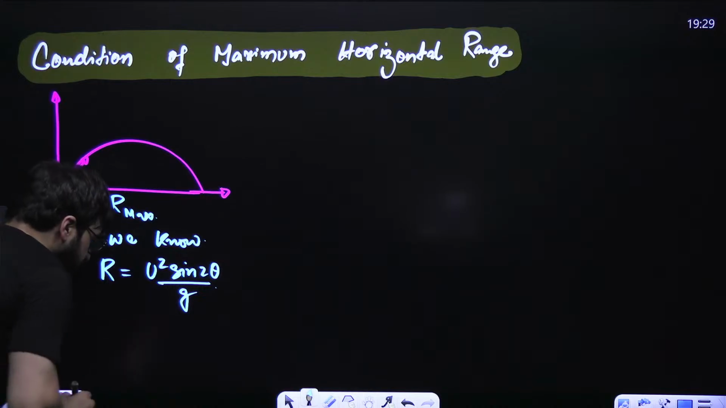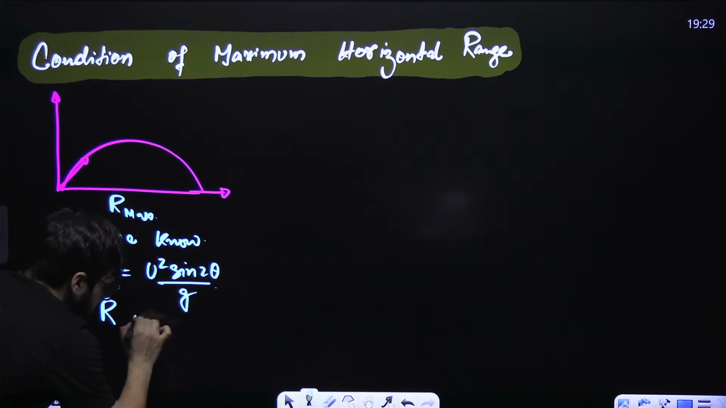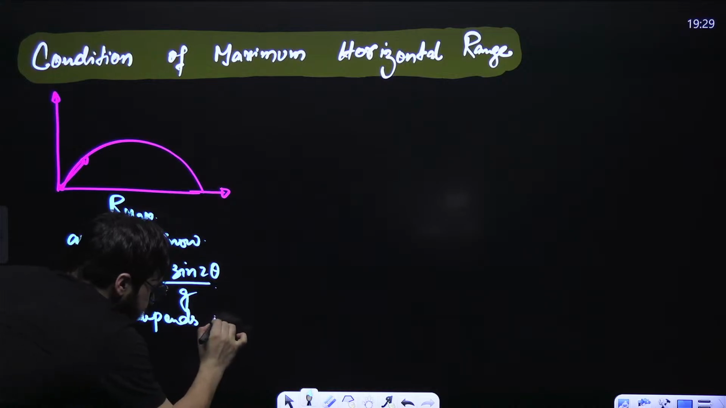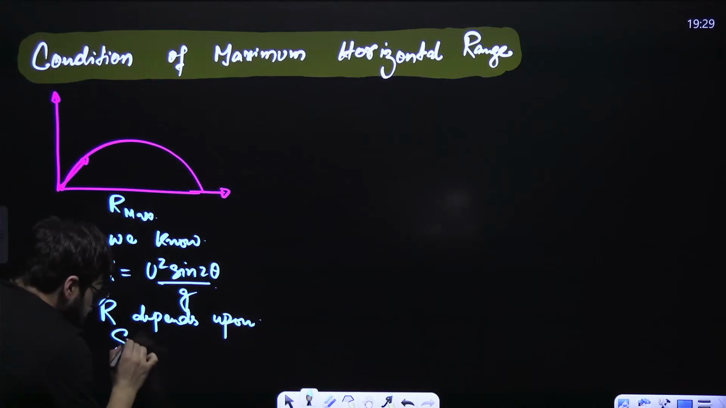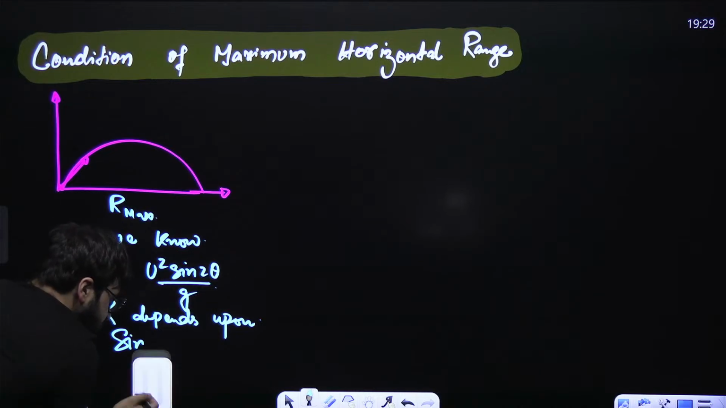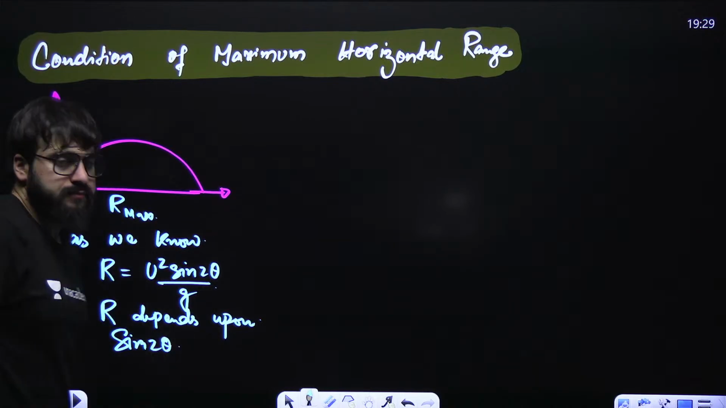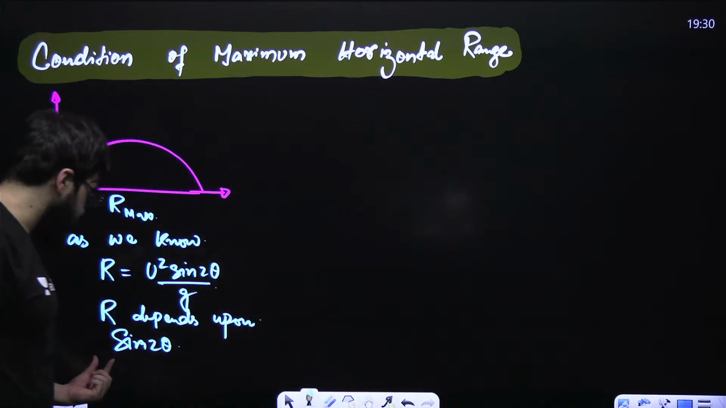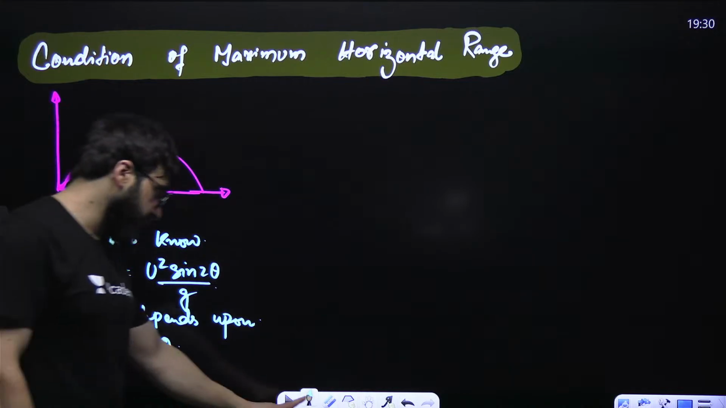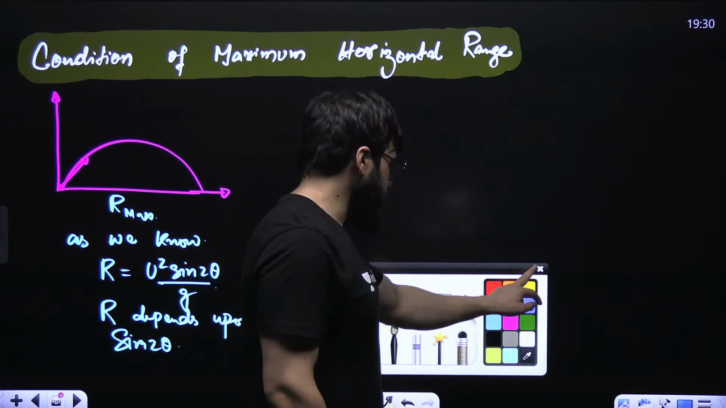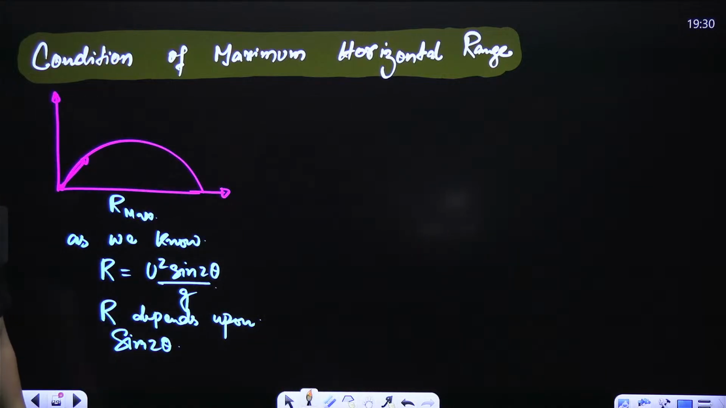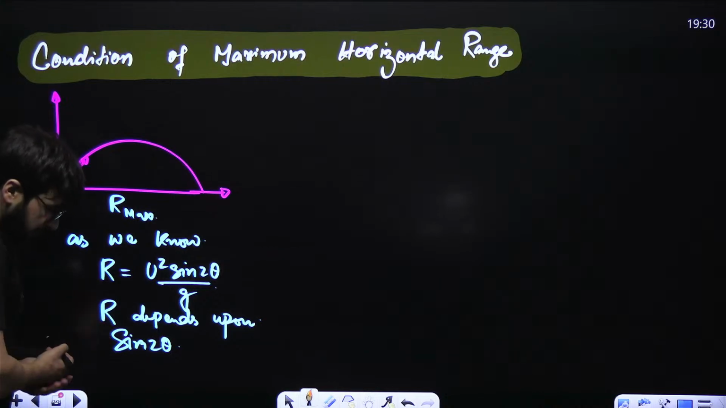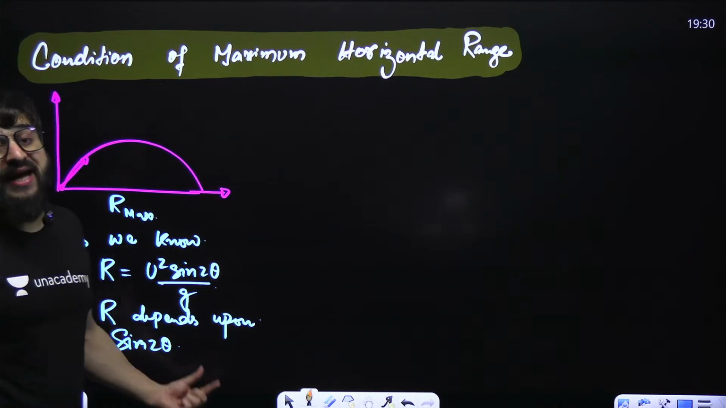So I can say this range depends upon sine of theta, or I can simply say sine of 2 theta. This range depends upon sine of 2 theta. Now guys, I would want you to focus over here. This R depends upon the sine of theta. So if you want range to be maximum, then the value of sine theta should be maximum.